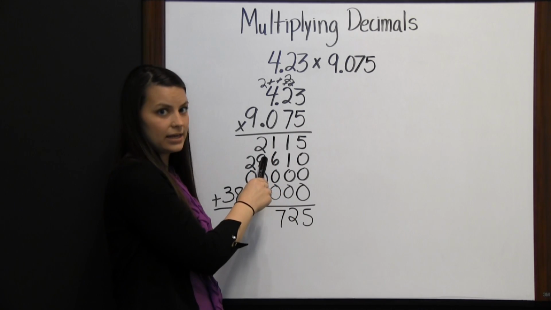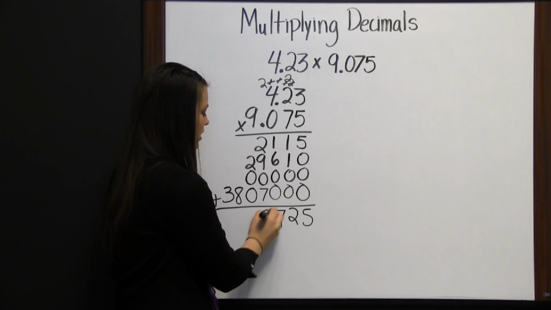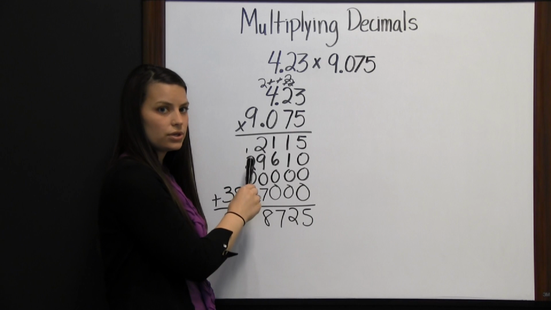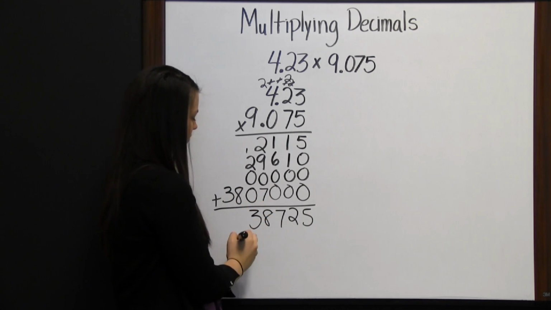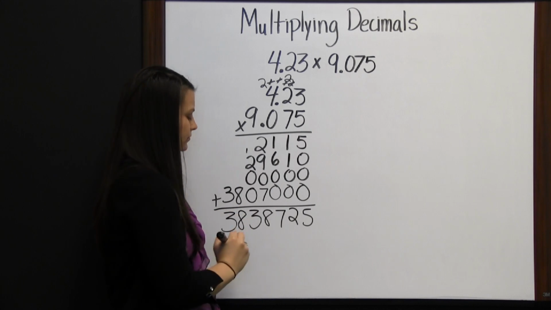2 plus 9 is 11. Plus 7 is 18. Write our 8. Carry our 1. 1 plus 2 is 3. And then we have 8 and our 3.